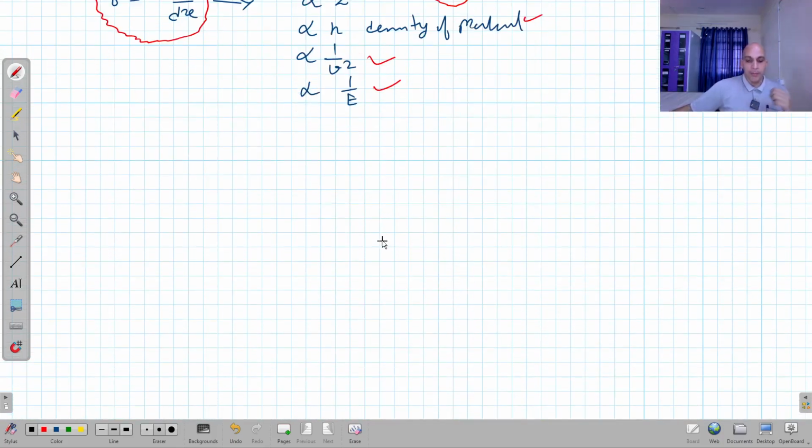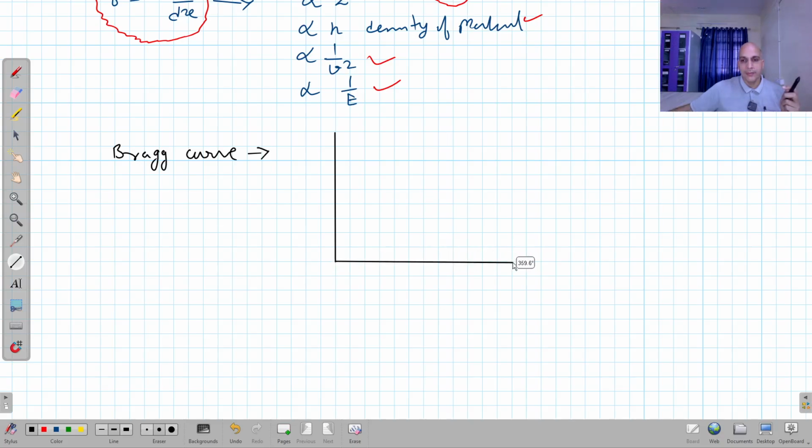Now I am coming to the Bragg curve, which is again a very important topic. Bragg curve is basically a curve or graph that is plotted between the energy lost per unit length. This curve, you can see here, I'm drawing it. This is the distance traveled by the heavy charge particle in the medium, and this is the energy lost per unit distance, minus dE upon dx.